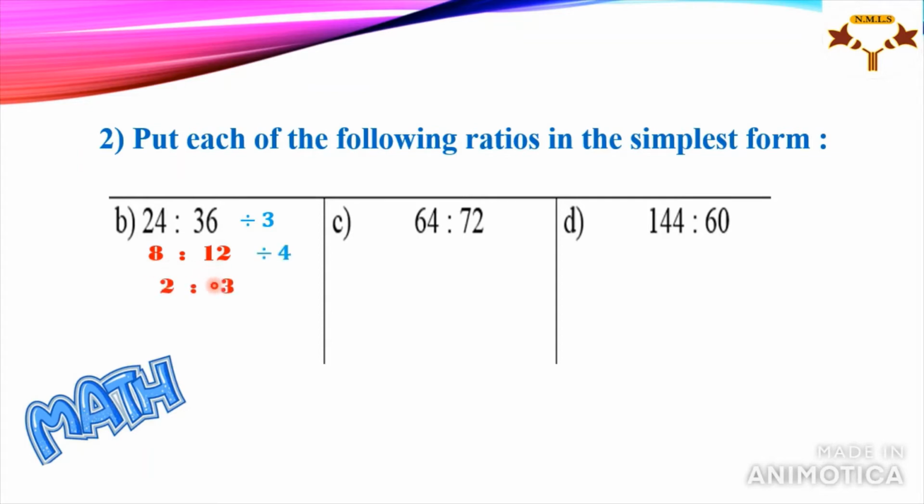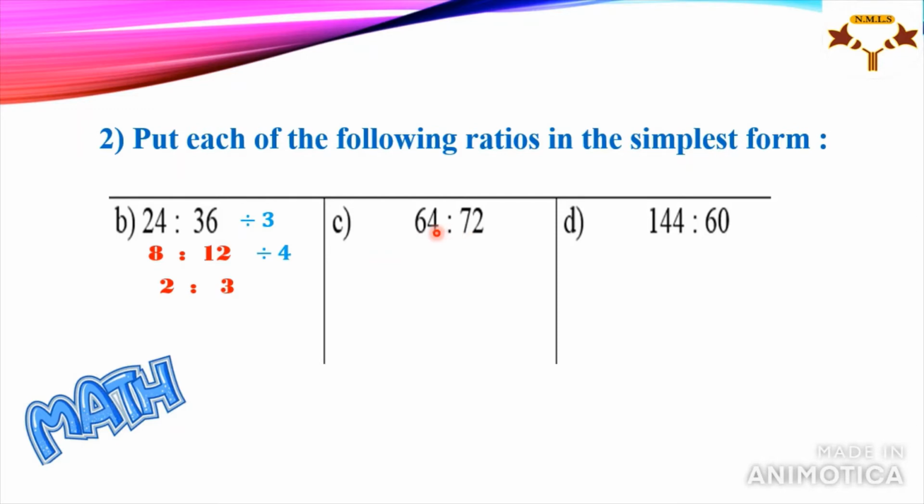Both of them are divisible by 4, so I will divide them by 4. 8 divided by 4 equals 2. 12 divided by 4 equals 3. Now I have 2 and 3. When you find two consecutive numbers, or two numbers after each other, the ratio is at its simplest form.